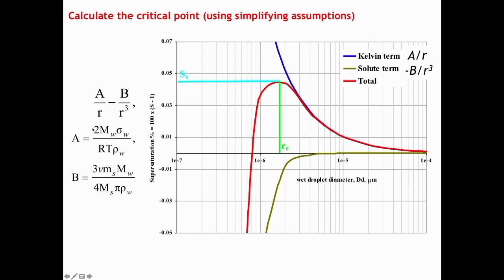And A, do you know what these terms are here? Well, the Kelvin term is A over R, the solute term is minus B over R cubed, the total is this.